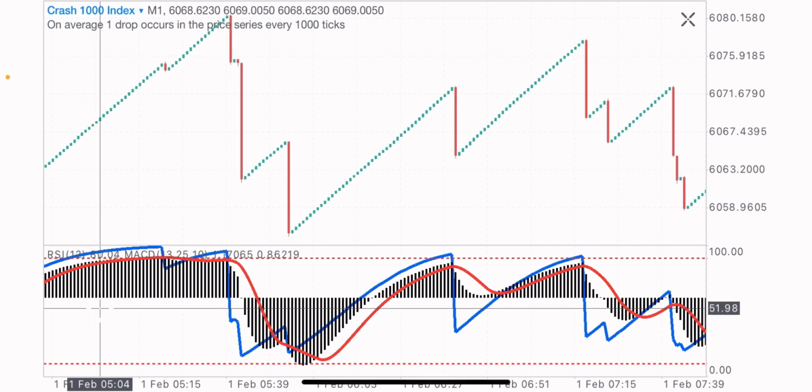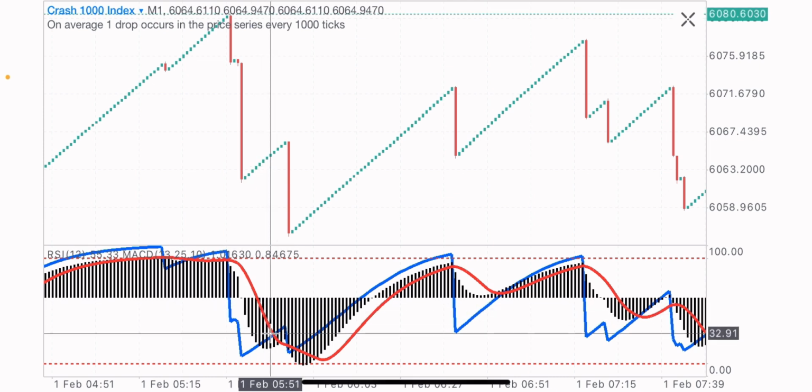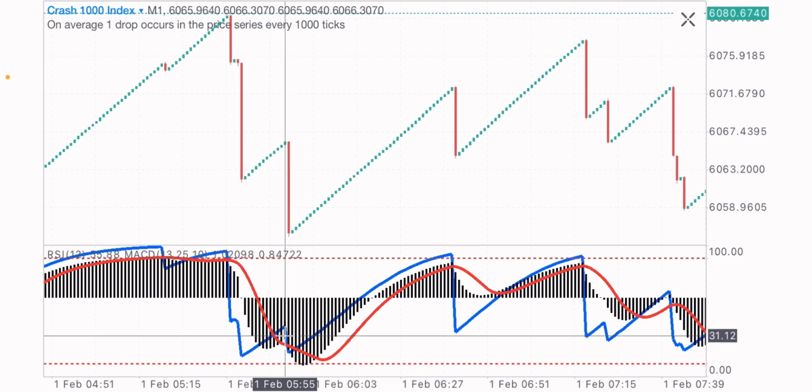All right, take a look at this entry point here. Very tight entry point. You see immediately the crossing right here. This is the crossing point. You count 1, 2, 3, 4, then you exit. You can take 4 or 5 candlesticks, right? You can take 4, like this point right here.